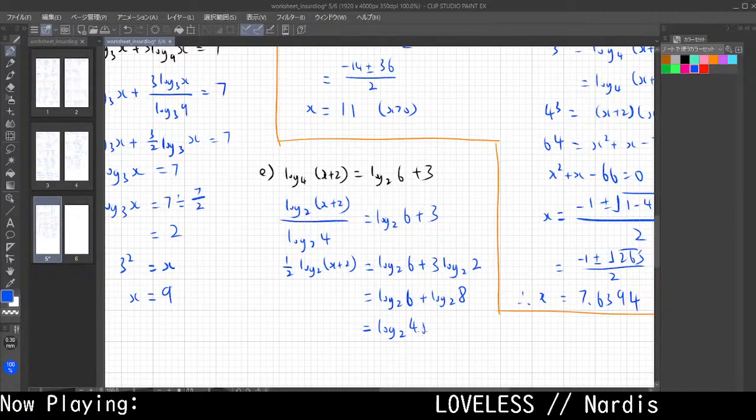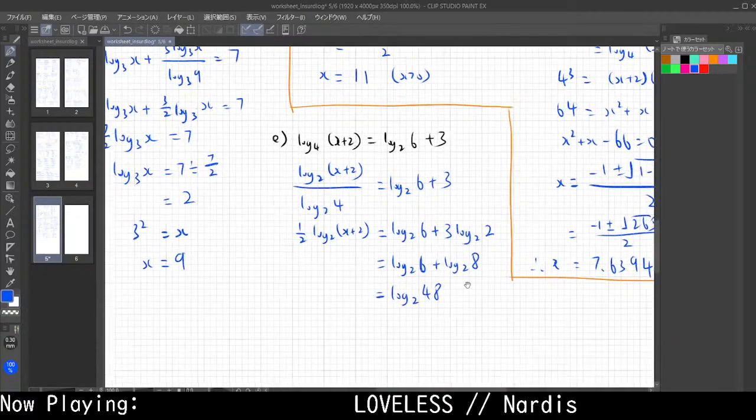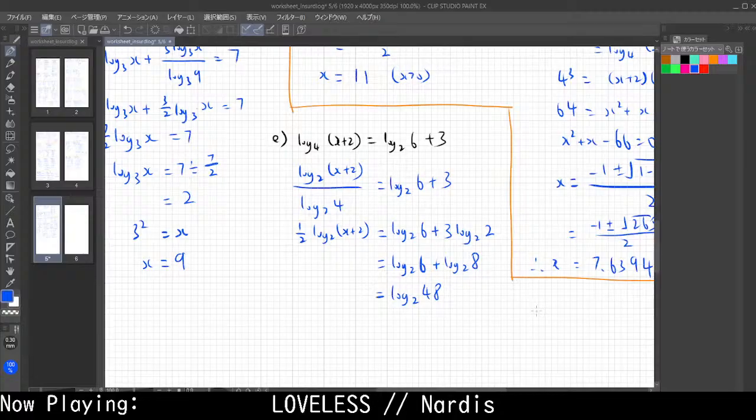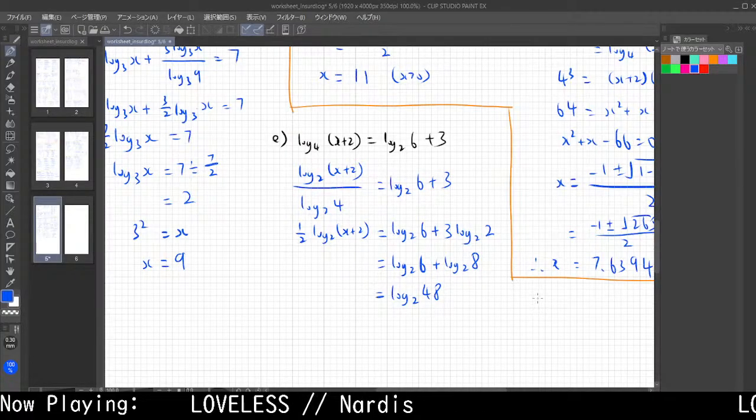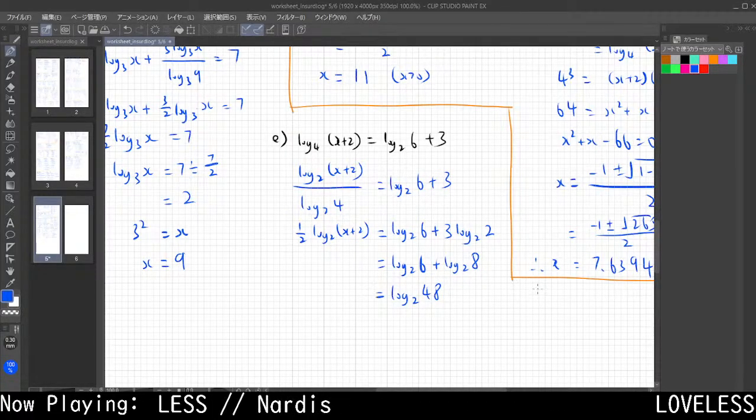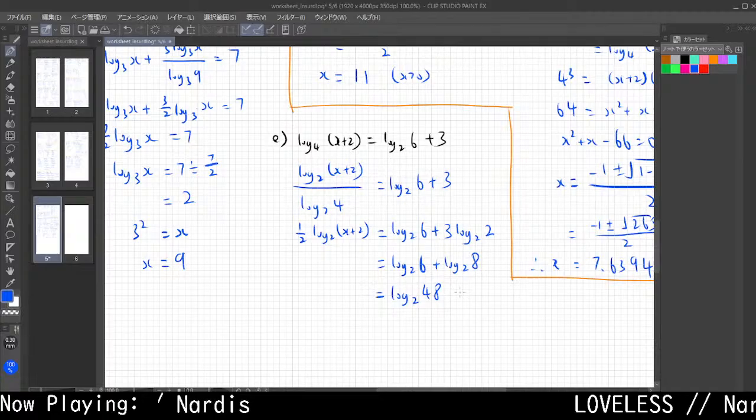This is 8 times 4 is 48. 1 over 2, you can bring over to divide actually, but it's fine.